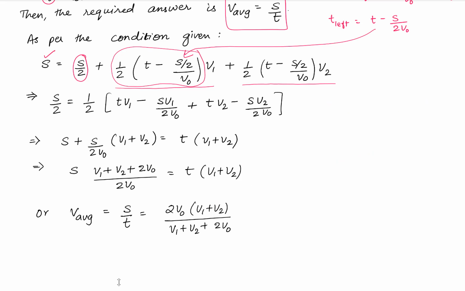And then all that is left here is to solve this equation, the steps for which I have shown here, and try to arrive at this ratio s by t. So once you club all the terms containing s on one side and all the terms containing t on the other side, you can find the ratio s by t is equal to 2v0 into (v1 plus v2) by (v1 plus v2 plus 2v0). So this is the final answer for average velocity for the whole motion.